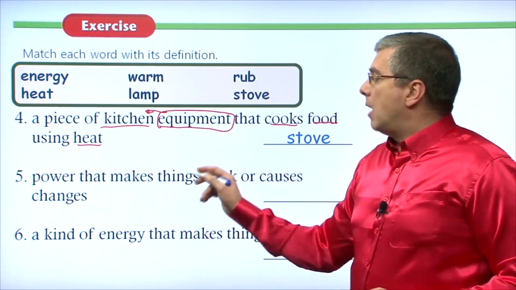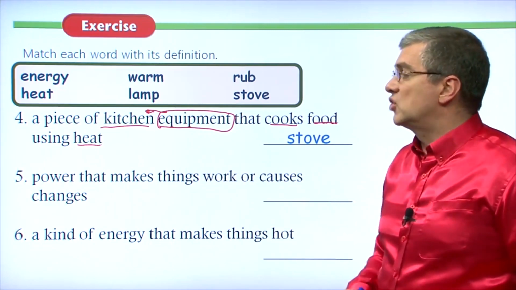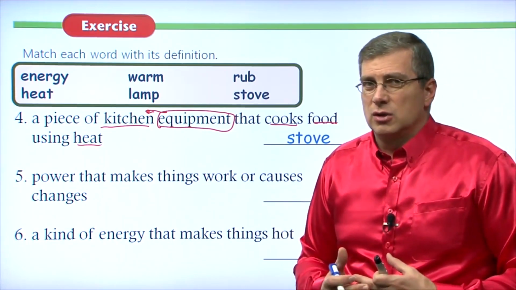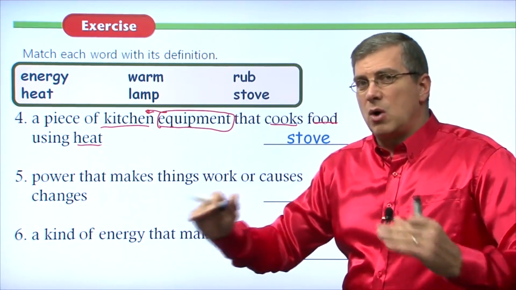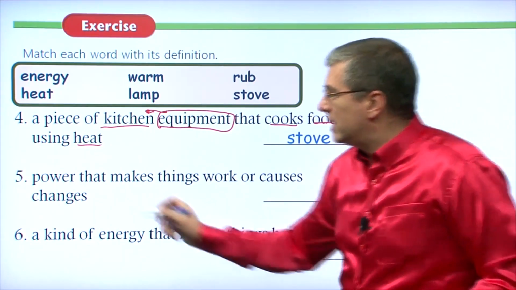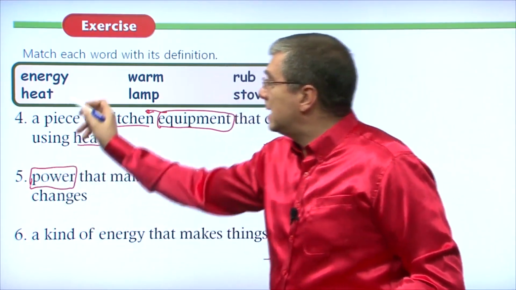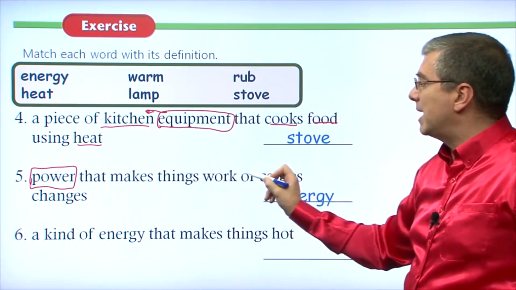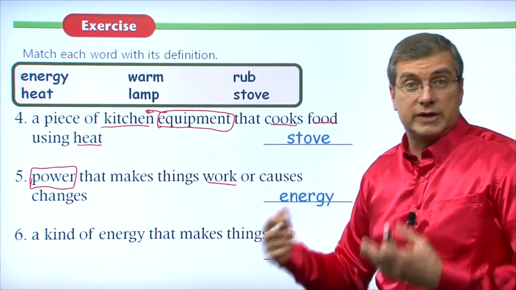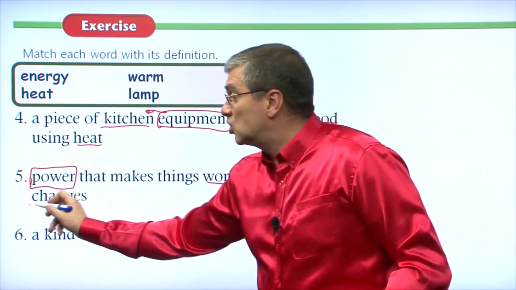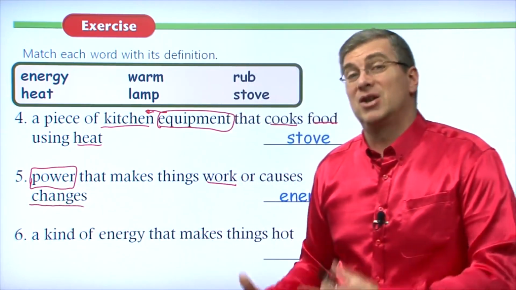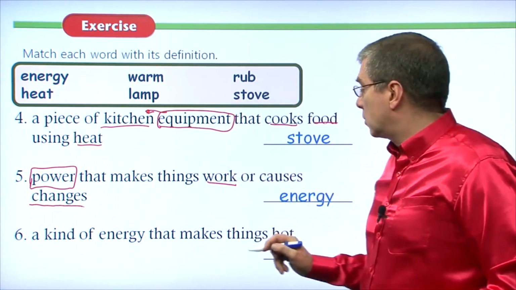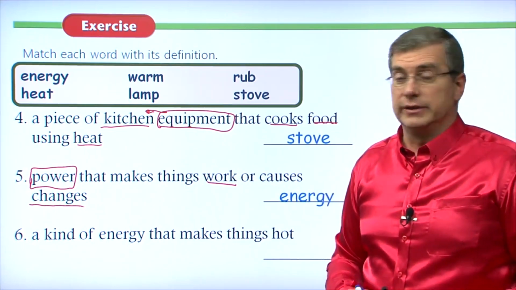Number 5, power that makes things work or causes changes. So if we want things to change, if we don't want things to stay the same all the time, we need something. What do we need? We need some kind of power. We need energy, right? We need some type of power that makes things work, like your computer, your cell phone, something like that, or causes changes, causes a change in temperature, right? From cold to hot. We need energy to make things work or to cause changes.